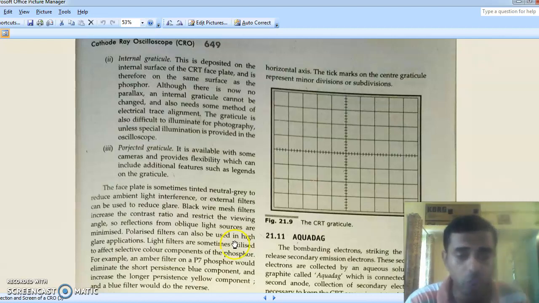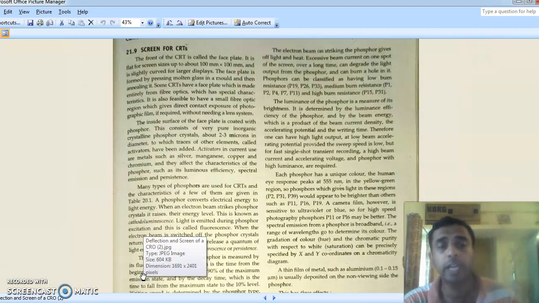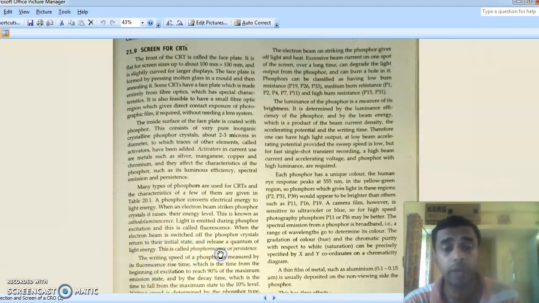So what is that phosphor? What is the quality of that phosphor? I already told that in the first lecture itself. Phosphor that we are coating should have very high persistence. Otherwise, we cannot make any meaningful conclusions from the variations in the luminous spot or stylus.